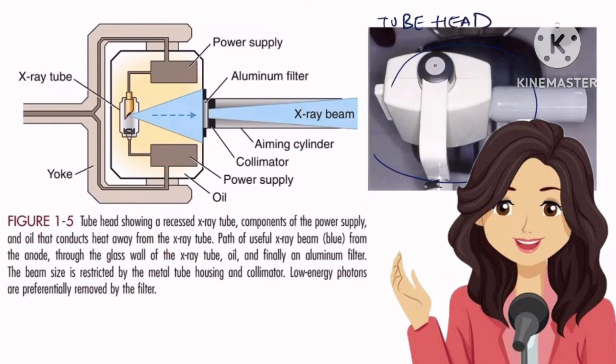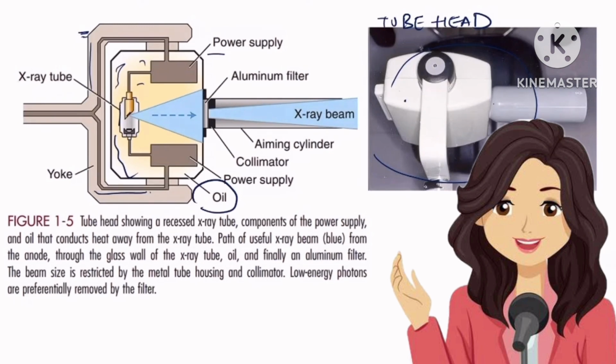Now, inside this tube head, we have the X-ray tube. If you can correlate this picture with this illustration, you will see this is an X-ray tube head, inside which we have the X-ray tube, which produces X-rays. Then we have the power supply. And surrounding this X-ray tube, we have insulating oil. Why these components are important and what their use is, we are going to discuss.